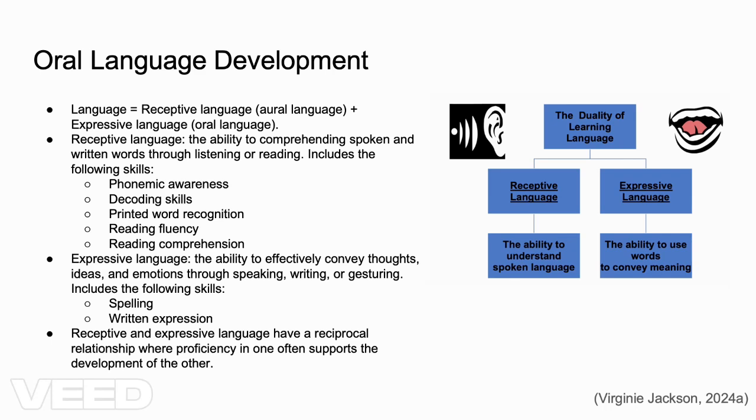To give more detail to that, receptive language is the ability to comprehend spoken and written words through listening or reading. It includes the following skills: phonemic awareness, decoding skills, printed word recognition, reading fluency, and reading comprehension. Expressive language, on the other hand, is the ability to effectively convey thoughts, ideas, and emotions through speaking, writing, or gesturing, which includes the following skills: spelling and written expression. Receptive and expressive language often have a reciprocal relationship, where proficiency in one supports the development of another.